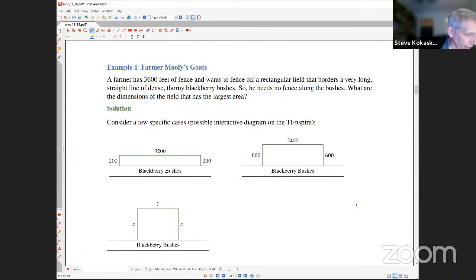So this question is about Farmer Moofy's goats. He has 3,600 feet of fence, and he wants to fence off this rectangular field that borders a very long, straight, dense, thorny blackberry bush.